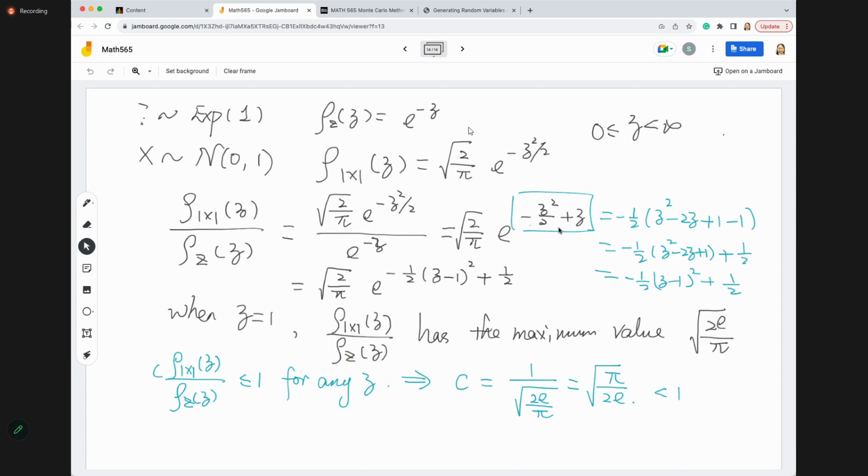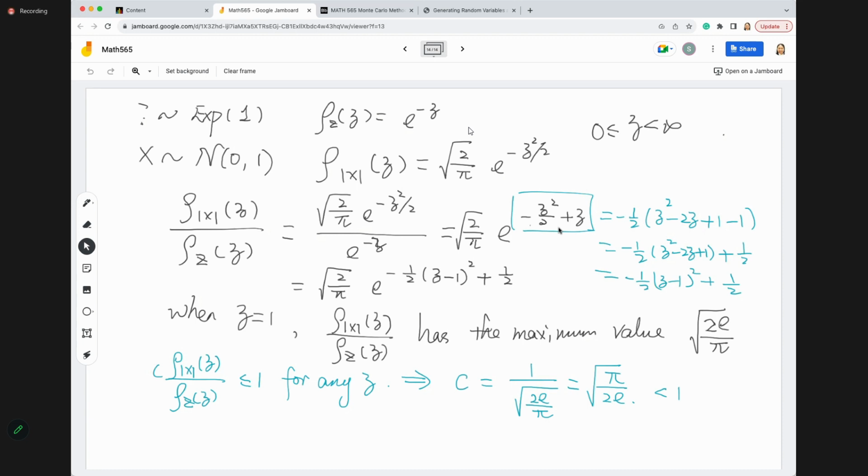Professor, is it root 2e by pi? 2e by pi is the maximum value. Yeah, this is 2e by pi, sorry. Is that not so clear? 2e over pi. Thank you. Professor, can you please repeat the last line in blue?